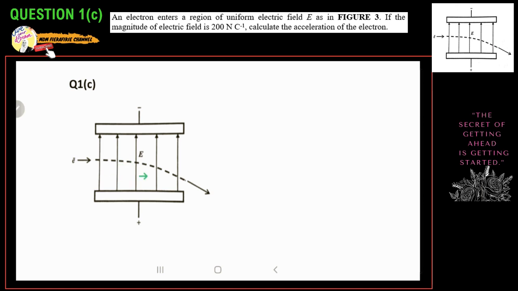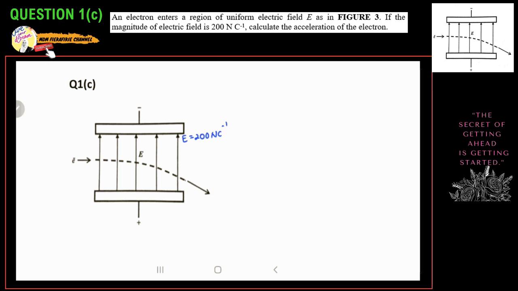So if the magnitude of the electric field is 200 Newton per Coulomb, so given that E is equal to 200 Newton per Coulomb, calculate the acceleration of the electron. So we want to calculate what is the acceleration of this electron when it enters the electric field.